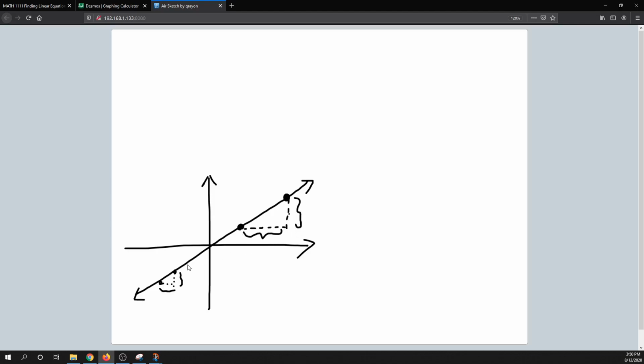And that happens again. It doesn't matter how far away you pick the points, how close together you pick the points. As long as you pick two different points and calculate that out, you're going to get the same number every single time, okay? And so that number is called the slope of the line, all right? And the slope of a line tells you something about the line itself, okay?